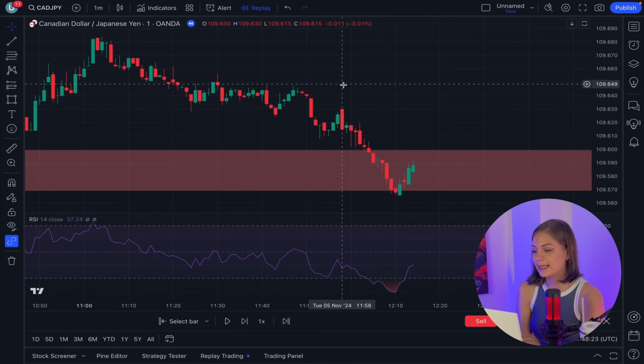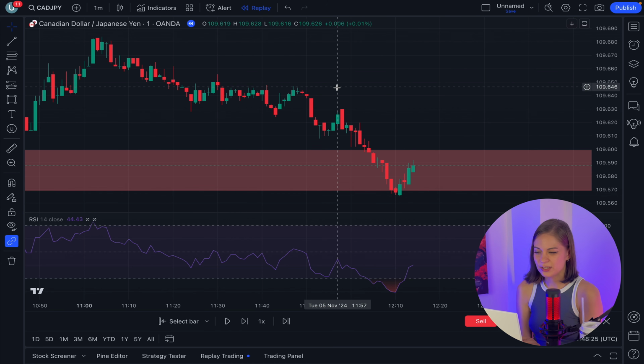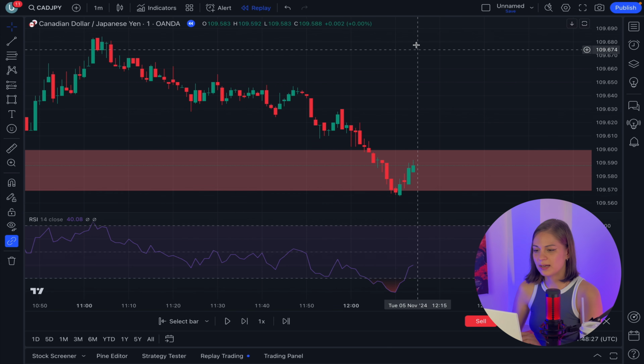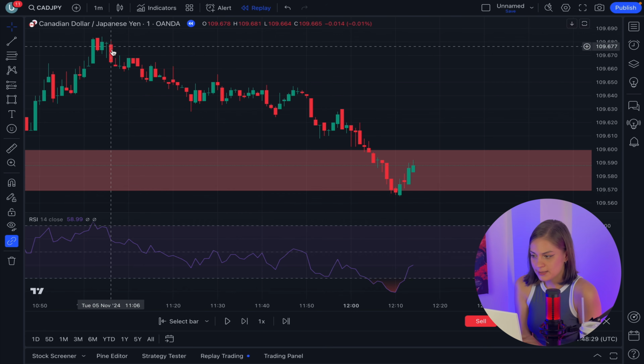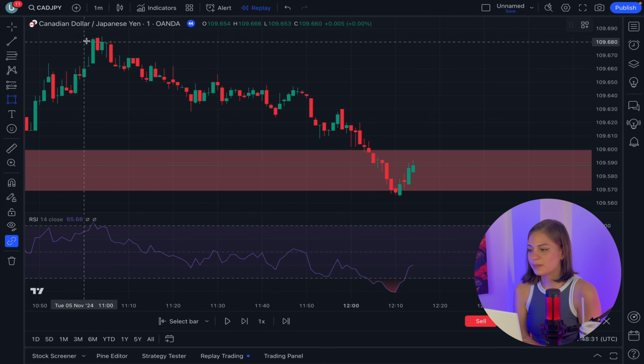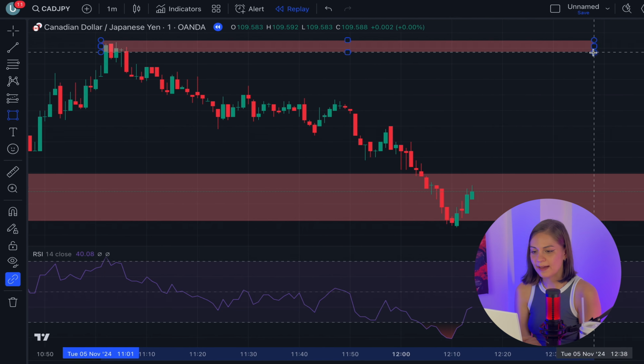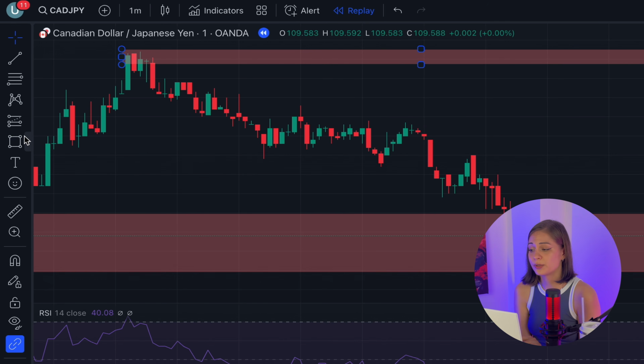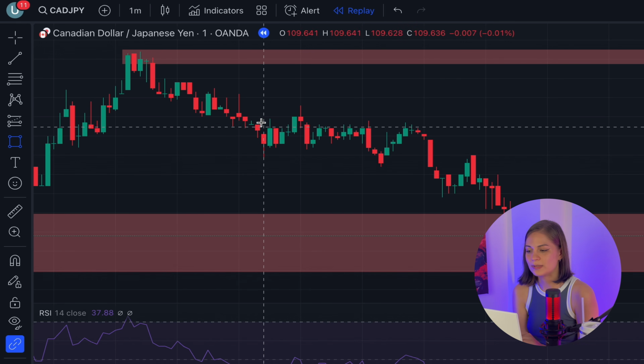Additionally, we need to get the confirmation, not even confirmation, we need to see what's going to kind of stop us. So we need to see that from this swing high, we will probably have a really strong level where the price can reach this one and go down.